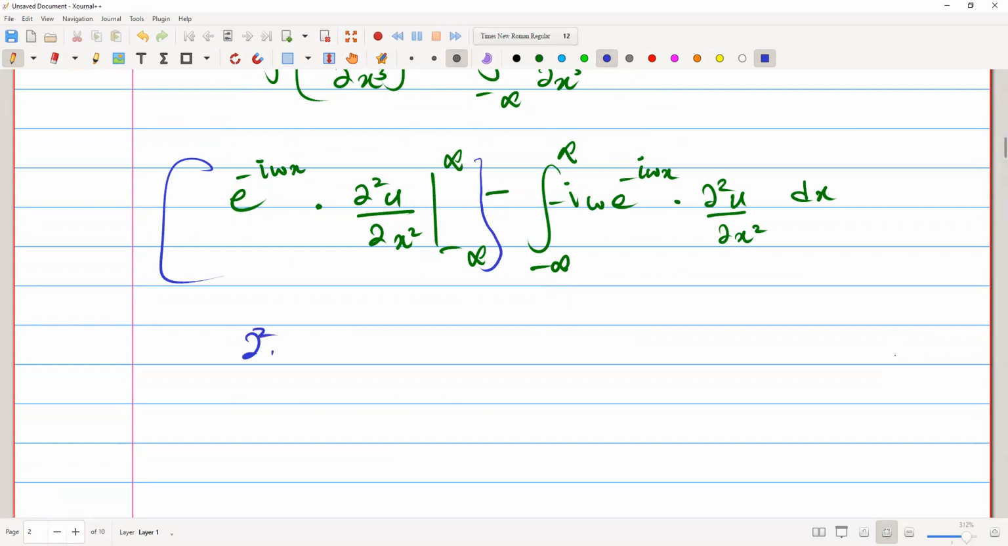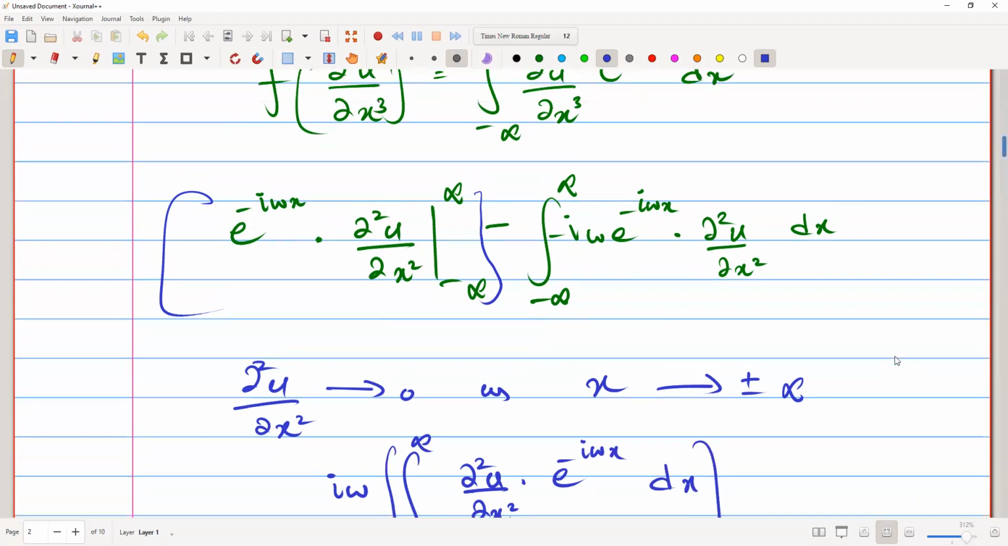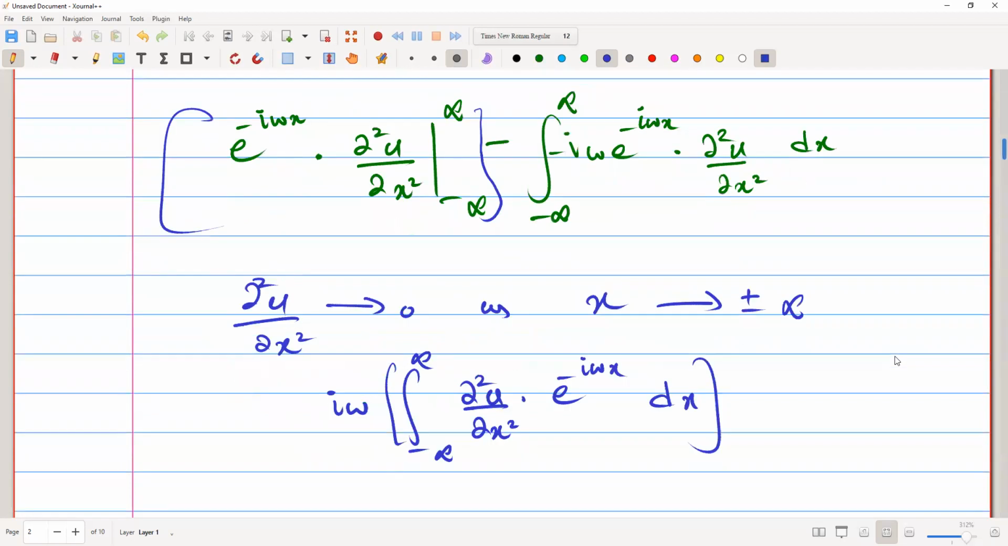∂²u/∂x² goes to zero as x goes to plus or minus infinity. Therefore, this will become iω times the integral from negative infinity to positive infinity of ∂²u/∂x² times e^(−iωx) dx. And this thing we already computed, and we have seen that this is −ω²u.